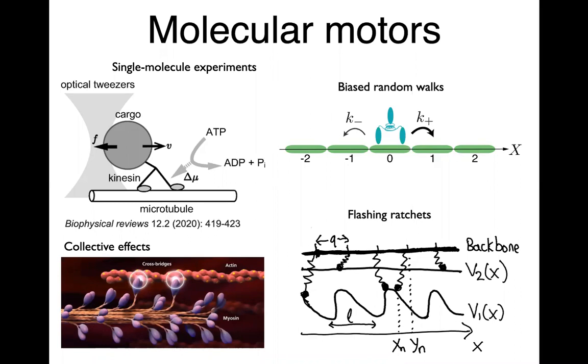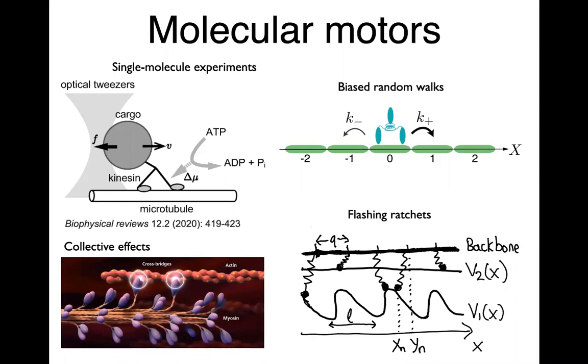And a very simple model would be this one. It would be a random walk in which you have a rate K plus to jump to the next, so you go from 0 to 1 or from 1 to 2, and a rate K minus to jump backwards. And of course, you will tell me, okay, this is fine, but why does this need to be a motor? Typically, this can be a particle, this could be whatever, no?